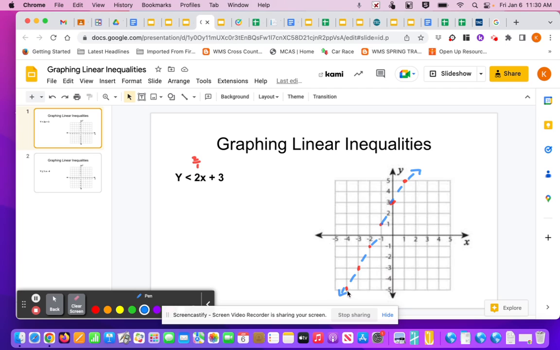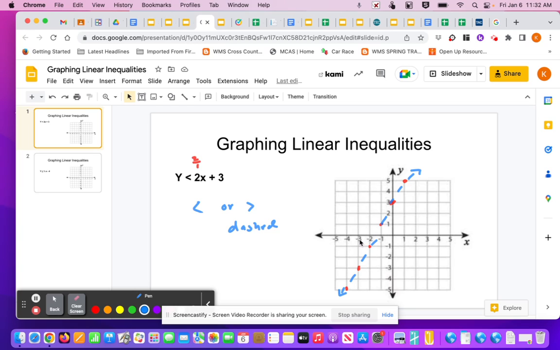If it was a greater than, we are going to have also a dashed line. So if it's less than or if it's greater than, it means it is a dashed line. Okay, so just to say again, if it's less than, it will be a dashed line. If it's greater than, it will be a dashed line as well. So here we have it. This is what it looks like right now.